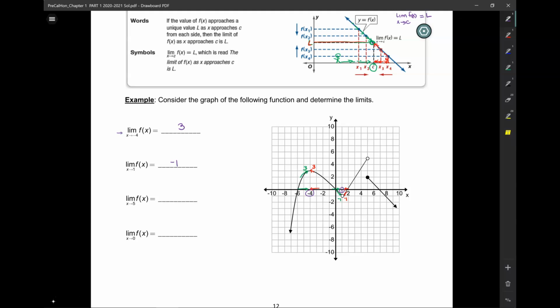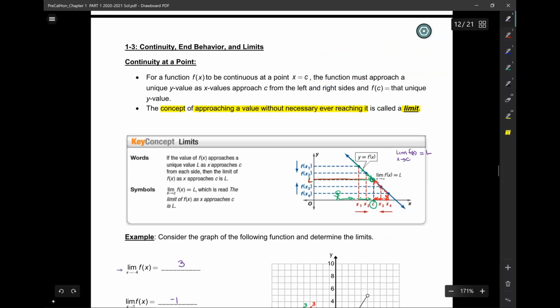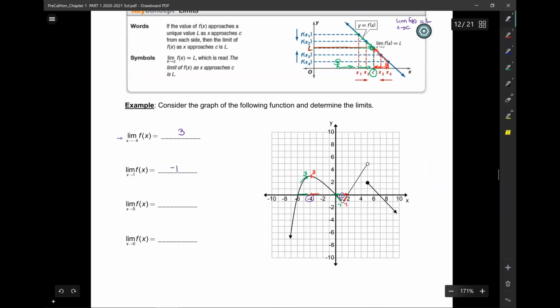Now, does the graph ever get to -1? No. Do we care for limits? No. It's only where the graph is approaching. That's what we care about. That's what a limit is. Remember what we said here? The limit is the concept of approaching a value without necessarily ever reaching it.